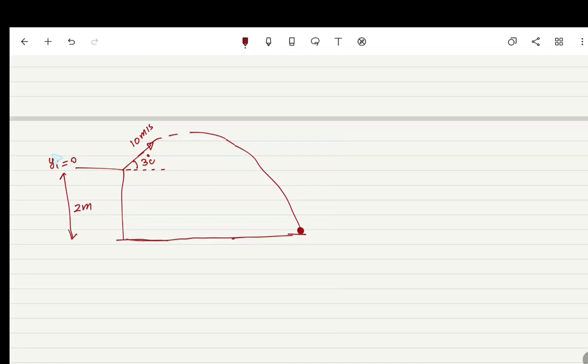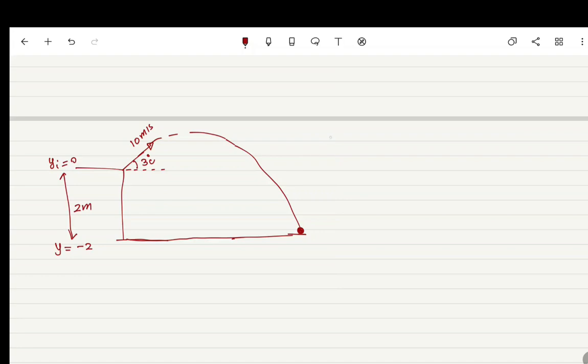If we set up the y initial at the top of the table here, or the desk here, so the y final is equal to -2. And remember, minus because it's below the reference point. The initial velocity here is 10 meters per second, and it's thrown with an angle of 30 degrees.